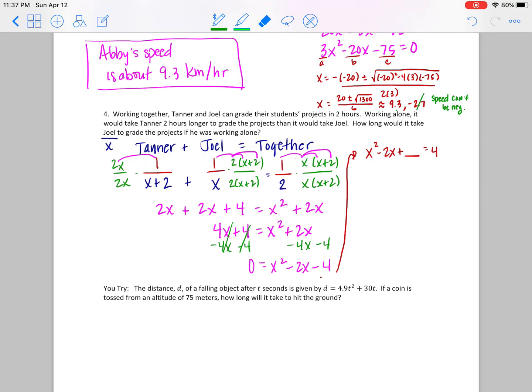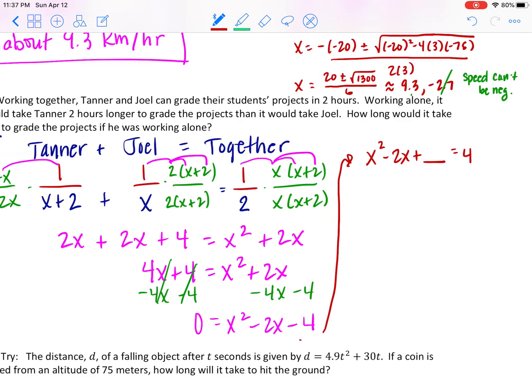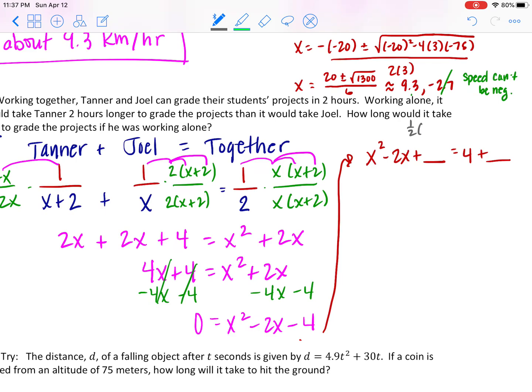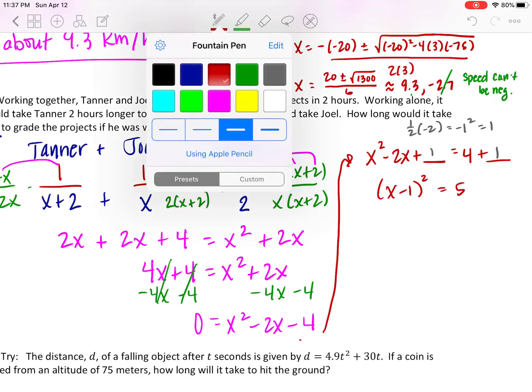Not make too big of a mess here. Okay, so I'm just moving the 4 over. And then remember, I'm trying to add something to both sides to complete the square. So in this case, I'm adding half of b, half of negative 2 is negative 1, and then I square that to get a positive 1. So adding positive 1 to both sides. So this gives me factors of 1 that make negative 2 are negative 1, negative 1. So this is going to factor into x minus 1 squared. On the other side I have a 5.